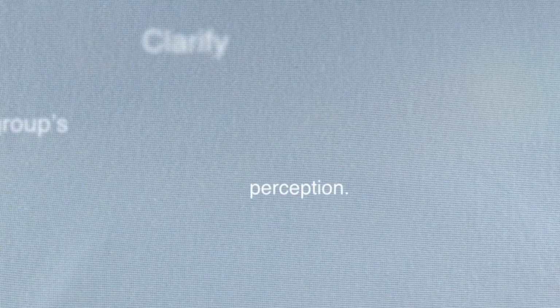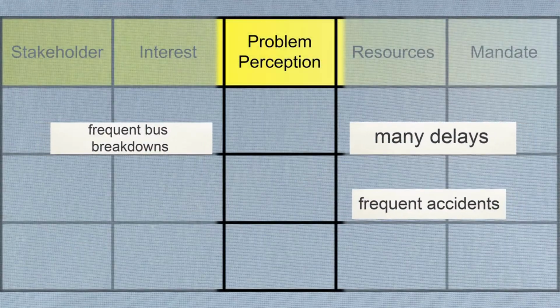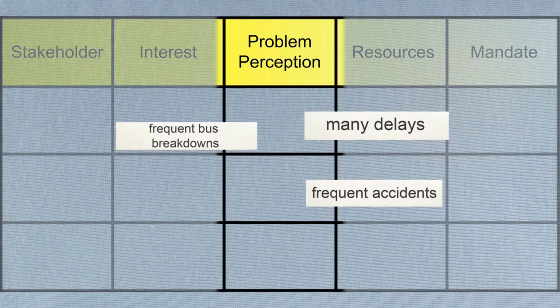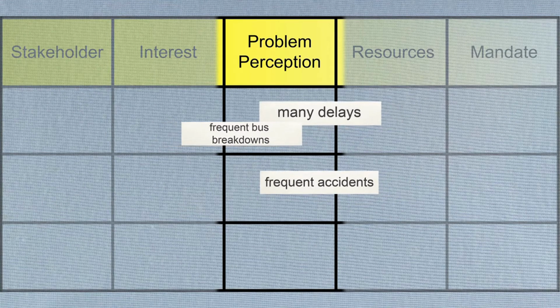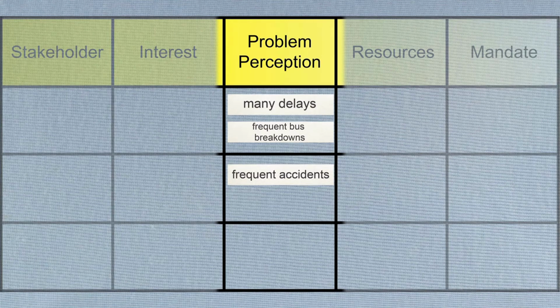Step 5. Clarify each group's perception of the development problem in column 3. State the perceived problem as clearly as possible. It should be stated as a negative statement and not as a solution. For example, roads that are poorly maintained is a clear perception statement compared with no road maintenance system, which is hinting at a solution.